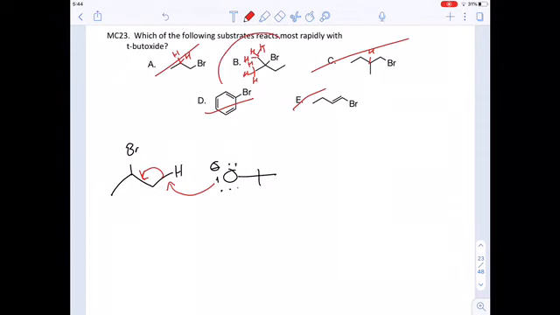So that's not right. E, same situation. You're not going to pull a hydrogen off of a double bond. It's not going to happen. So the answer to 23 is B, because those hydrogens are most easy for the tert-butoxide to pull off.